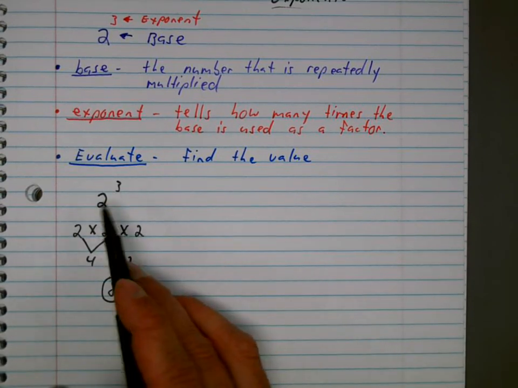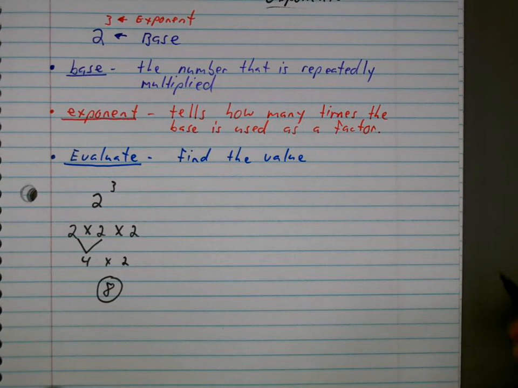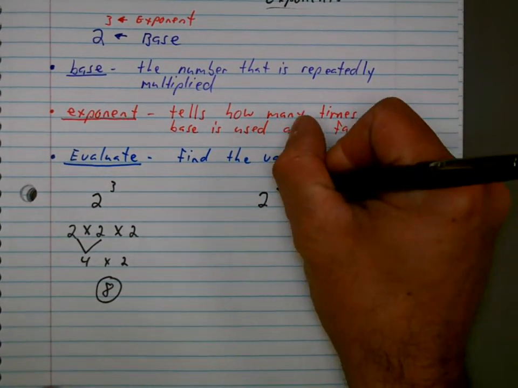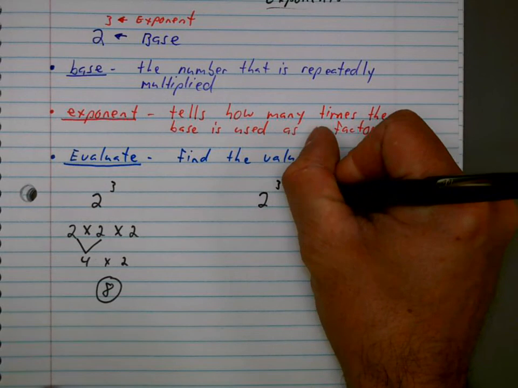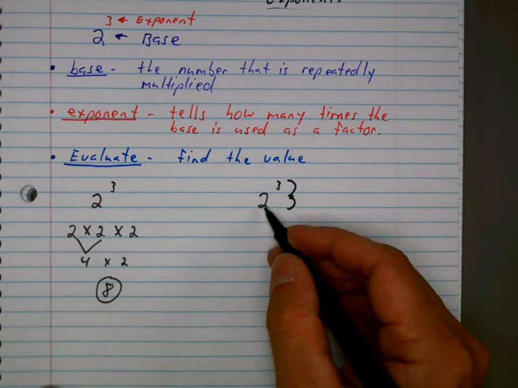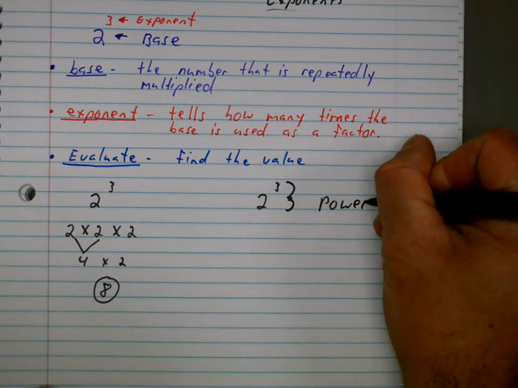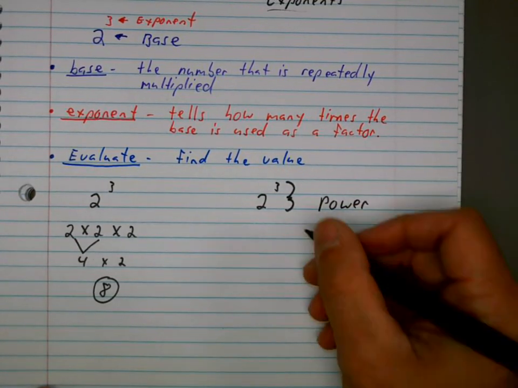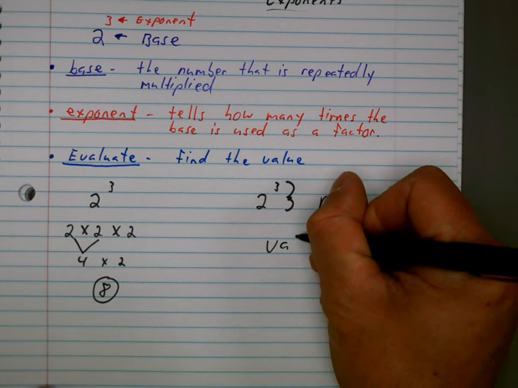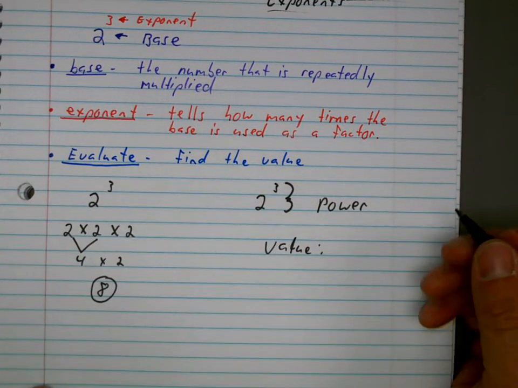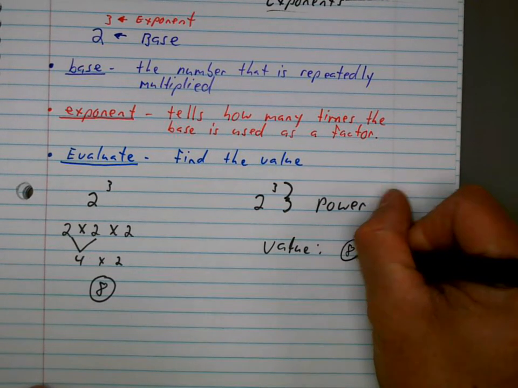Sometimes you'll see it looking like this. Other times they'll write about it and refer to it as something called a power. So sometimes it's called 2 to the third power, but you would have the exact same value. And the value of this would still be 8.